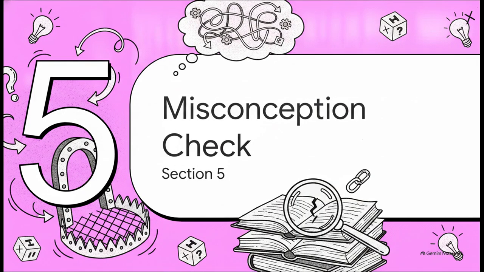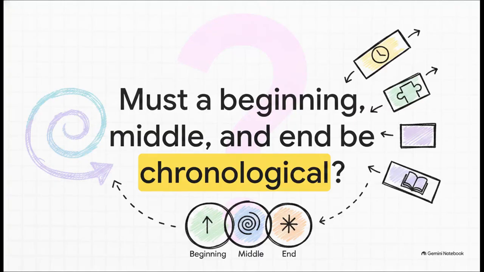Section 5. Misconception Check. We've covered some pretty complex structural ideas, so let's pause for a misconception check to ensure we aren't falling into a super common 9th grade analytical trap. So I want to ask you this direct question. Does a narrative having a beginning, middle, and end mean the text must be ordered chronologically?